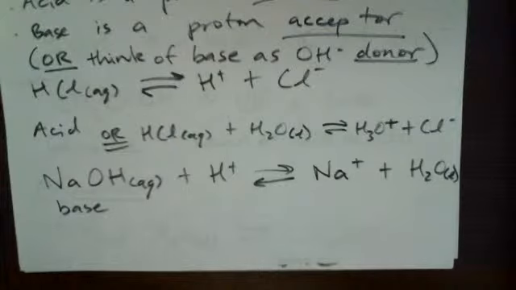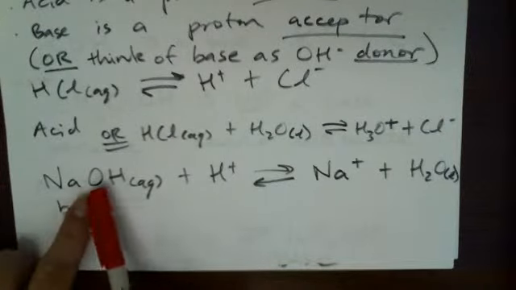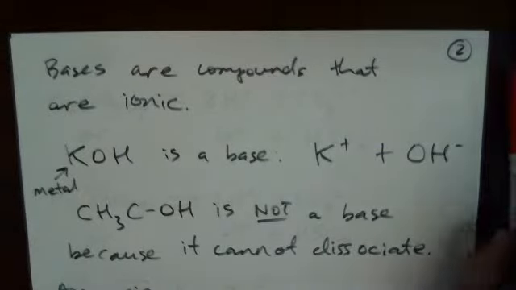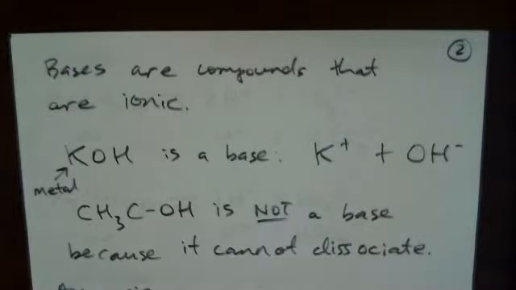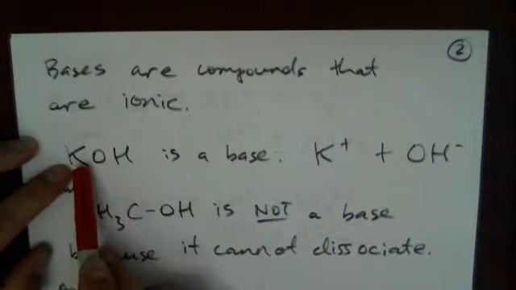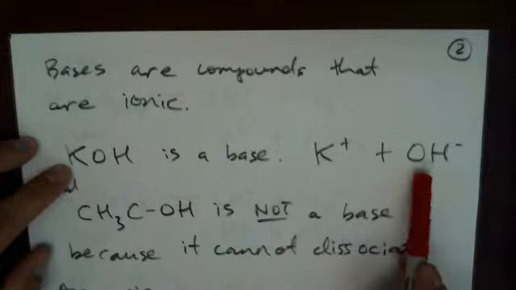And the other way you could look at the base is just the fact that it's an OH minus donor. And so bases are just compounds that are ionic, and not all of them, but generally a lot of them have the OH component. So KOH is a base because we know that it splits up into K plus and OH minus.